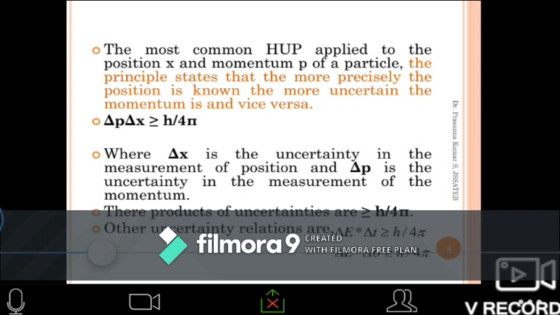Similarly, if you measure the momentum of the particle simultaneously, then there is an inherent uncertainty associated with its momentum. That's what it means. So if you take the product of delta x and delta p, it can always be shown mathematically that it is greater than or equal to h by 4 pi, where h is the Planck's constant divided by 4 times pi.